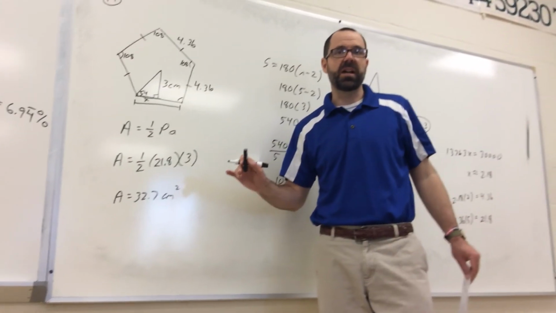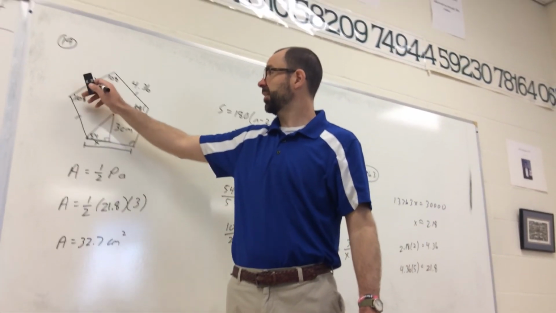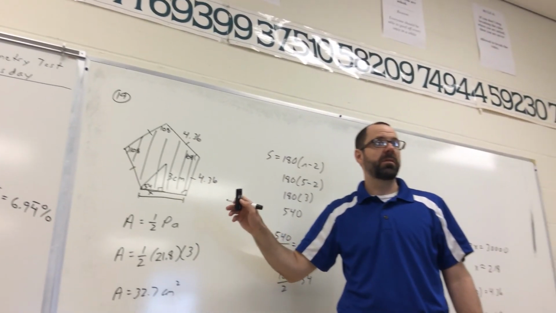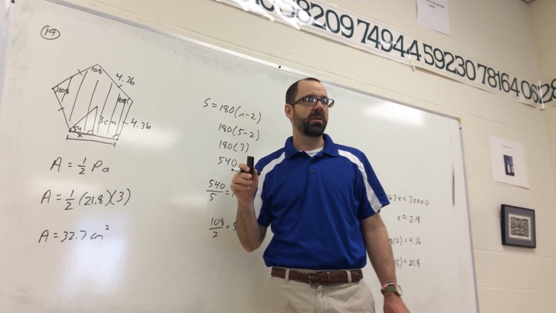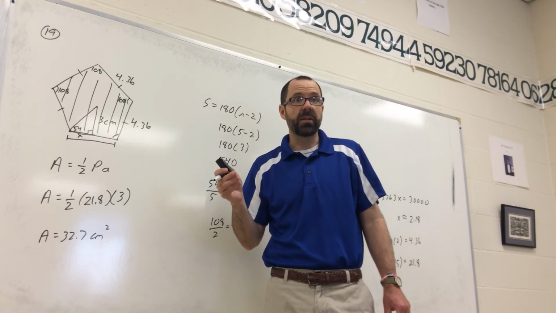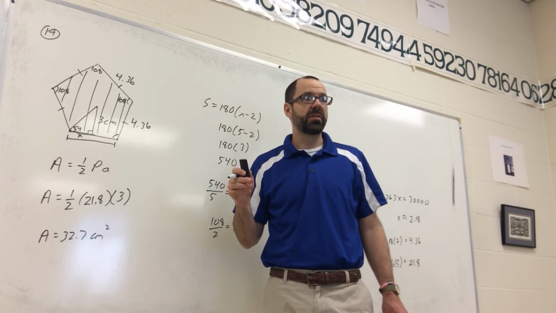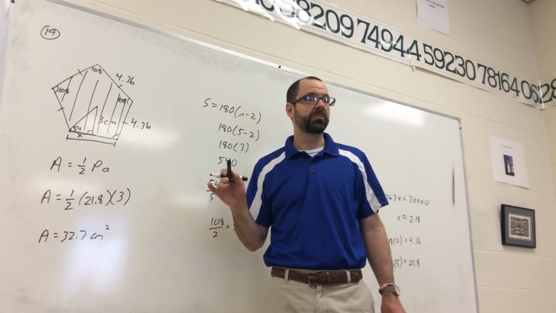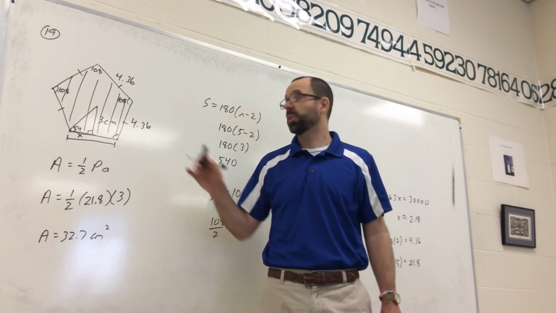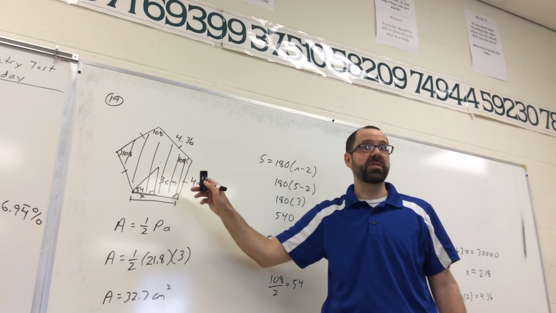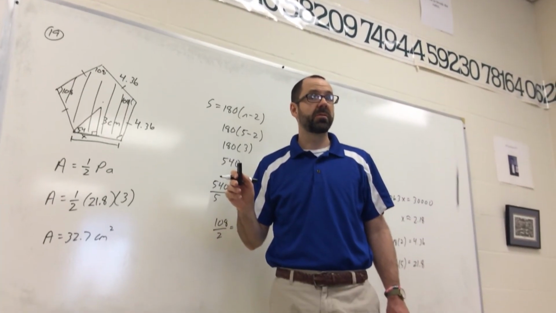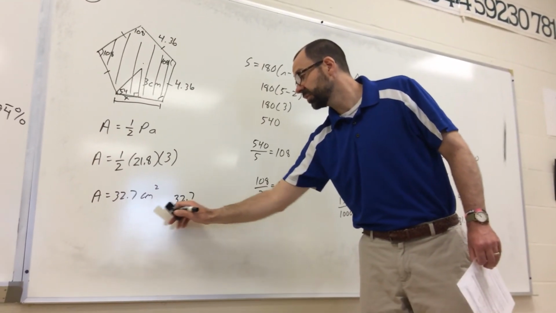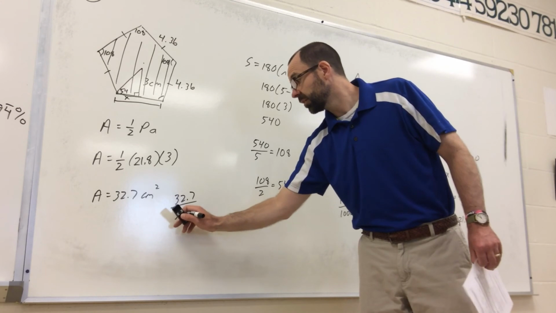Okay, but now back to today's concept. On this problem, the whole entire pentagon is shaded in. And the question says, if a point is chosen at random inside the pentagon, what are the chances that it'll land inside the shaded part? So if you pick a point somewhere in here, what are the chances that it'll land in the shaded part? 100%, right? Because the target area is 32.7, and the total area is 32.7.